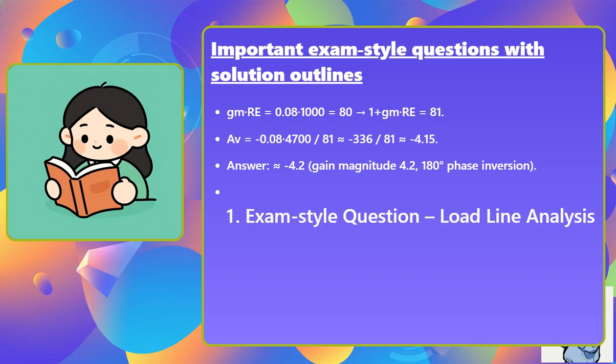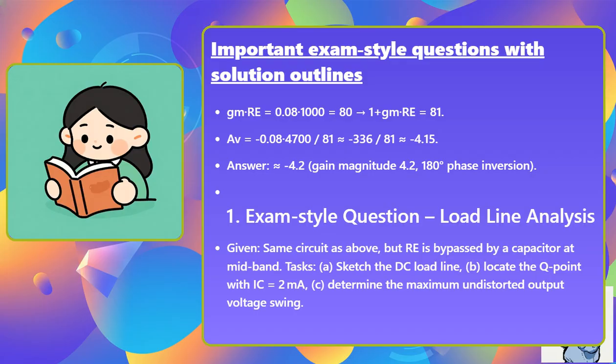2. Exam-style question, load line analysis. Given the same circuit as above, but Re is bypassed by a capacitor at mid-band. Tasks: A. Sketch the DC load line. B. Locate the Q point with IC = 2 milliamps. C. Determine the maximum undistorted output voltage swing.